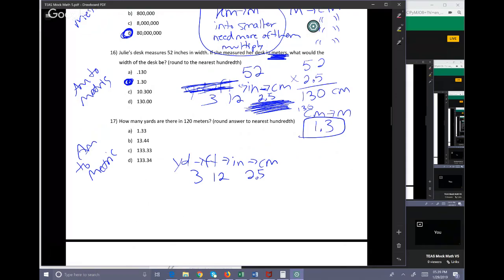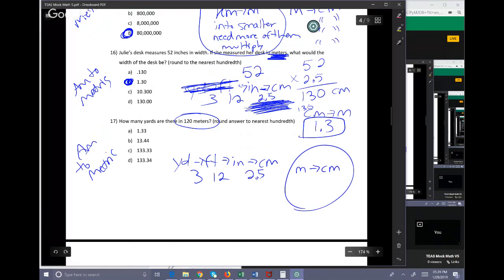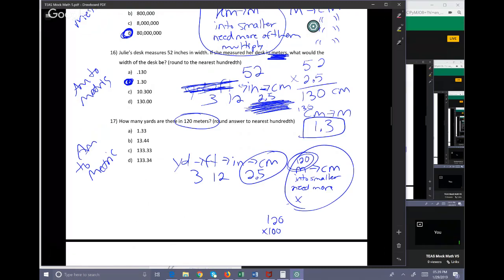On number 17, we actually start over here before we can even use the flow chart. We're in meters. To use the flow chart, we need to be in centimeters. So to go from meters to centimeters, you're going into a smaller sized unit. You need more. You multiply. So you're going to take the 120 that's part of the problem times the 100 that's what centimeters would always correspond to. And what you're going to find is that you have 12,000 centimeters.